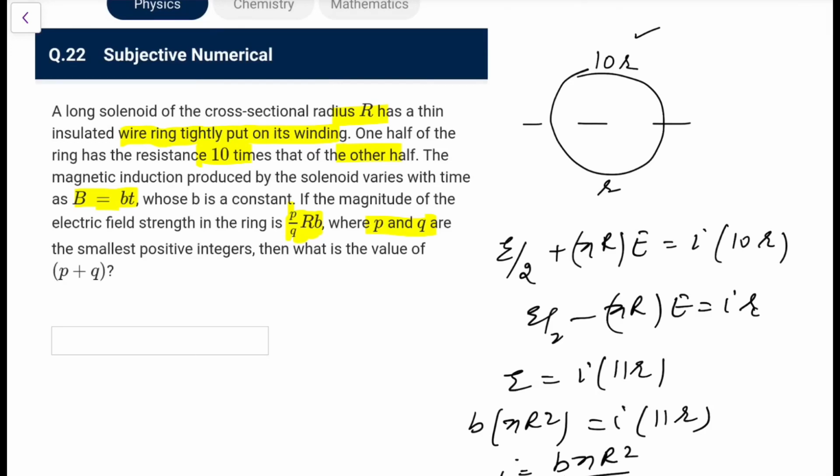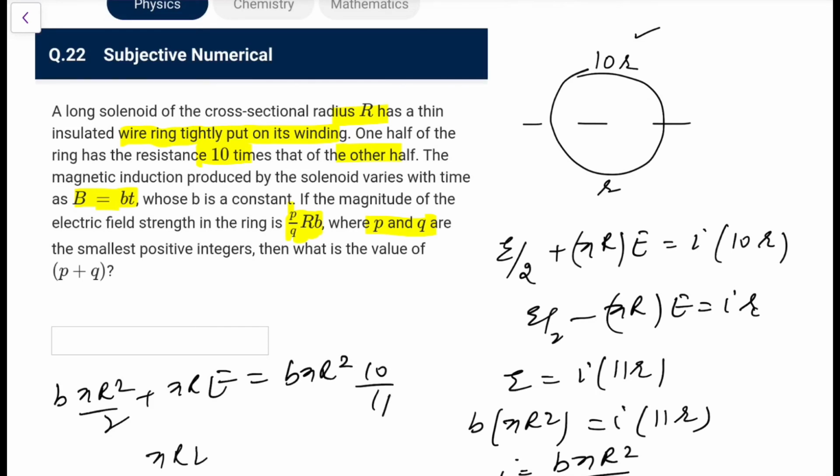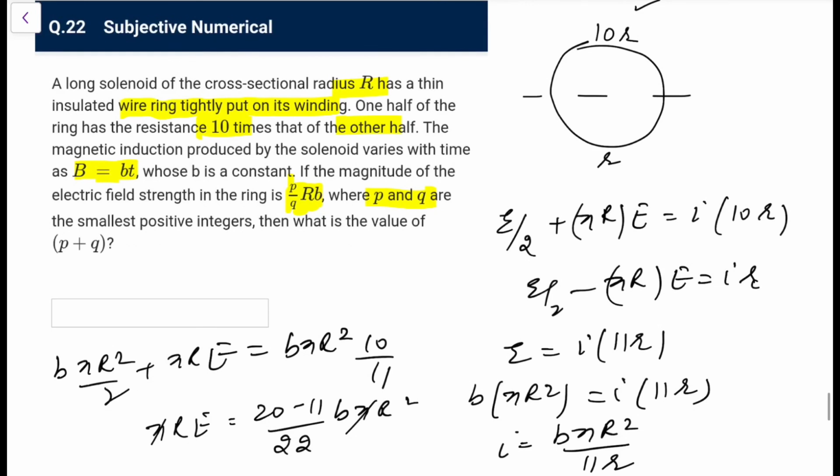So what we'll have, E by 2 means B into pi R square by 2 plus pi R into E, that is equal to I, which is B pi R square by 11R, so this becomes 10 by 11. So pi R E is equal to 10 by 11 minus 1 by 2, which would be 20 minus 11 by 22 into B pi R square. So pi and pi go, so E comes out as 9 by 22 BR, that is what we are getting.